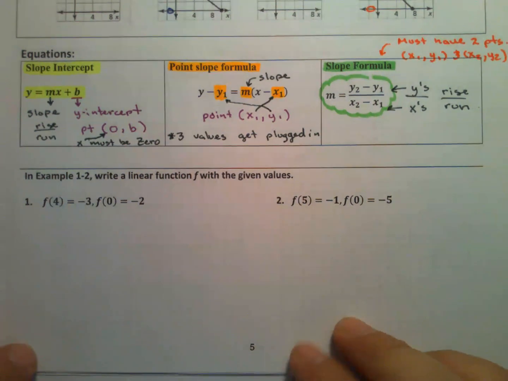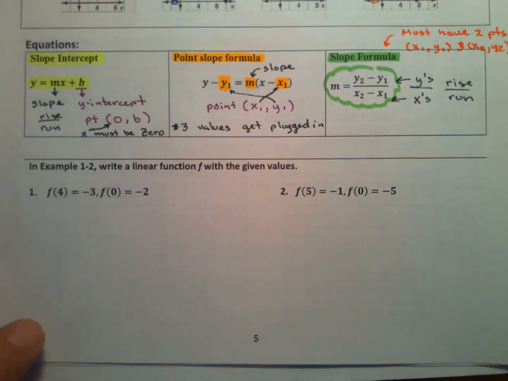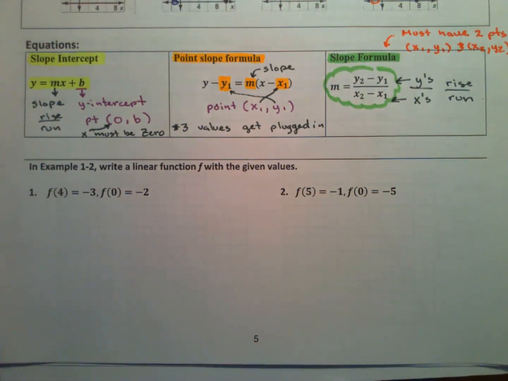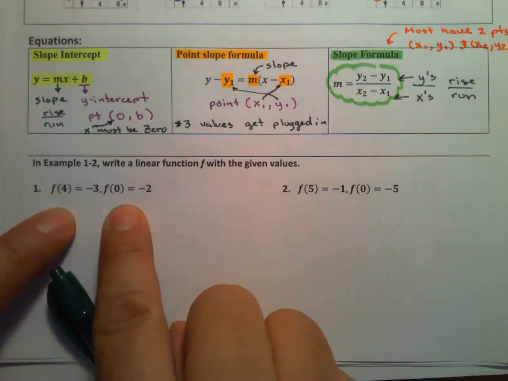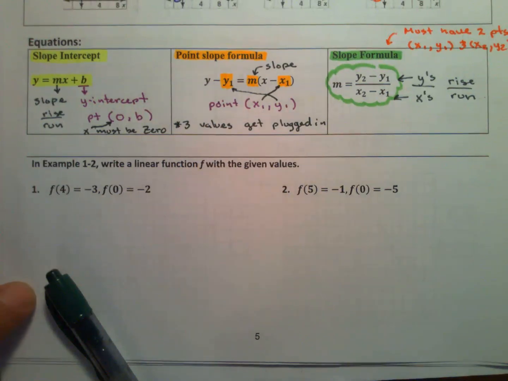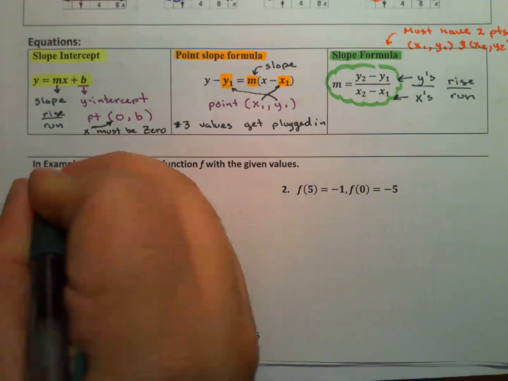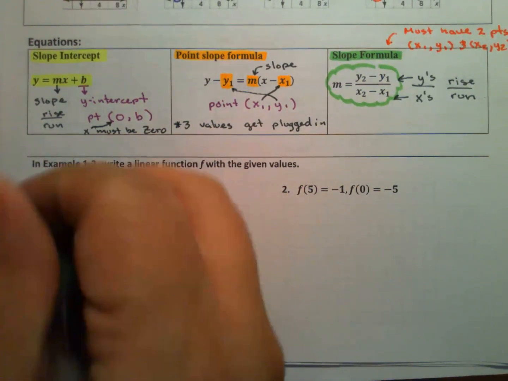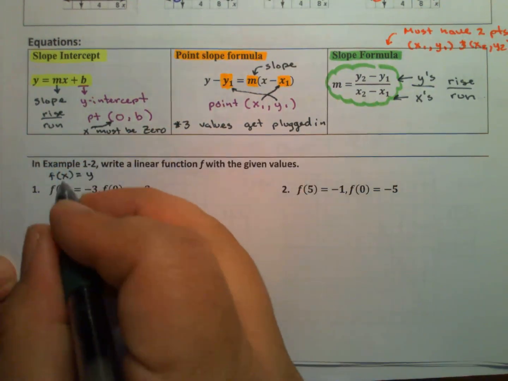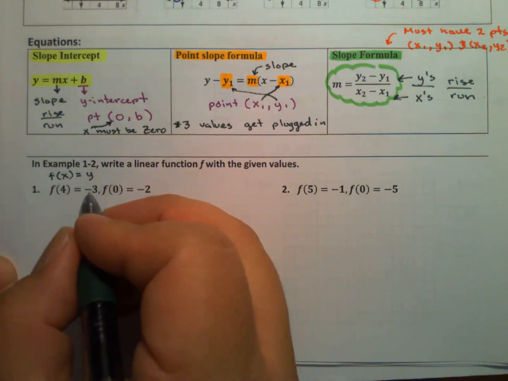So when you look at examples number 1 and 2, it says write a linear function f. So they want me to name it with the given values. What we learned last week about functions is when they give you information like this, you have to remember one thing. They're just giving me a point, right? This says f of x, so there's my x, is equal to the y value. So they're giving me an x and they're giving me a y.